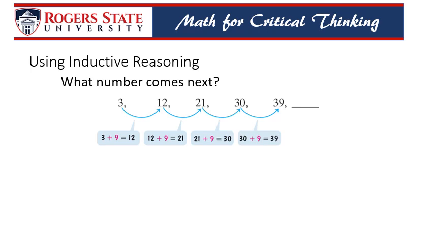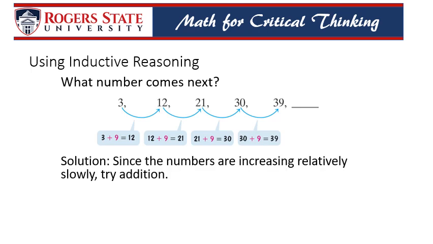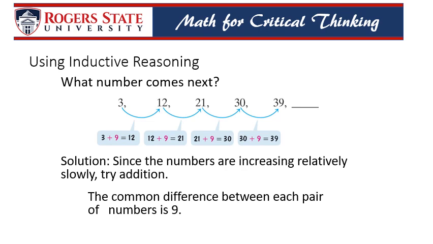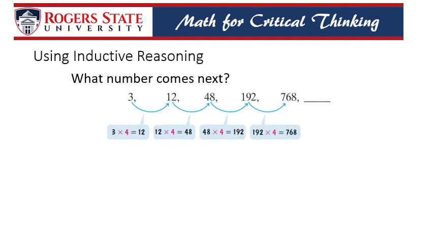Well, that would be 48, right? So the next number in the pattern should be 48. Since the numbers are increasing relatively slowly, we just try addition. The common difference is 9, so this number is 48. Now try this one. Let's see.